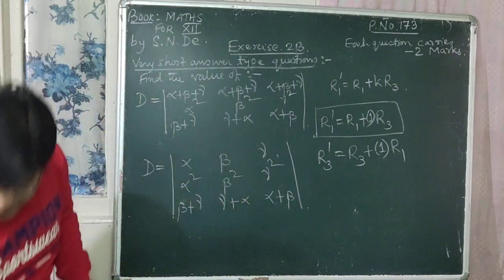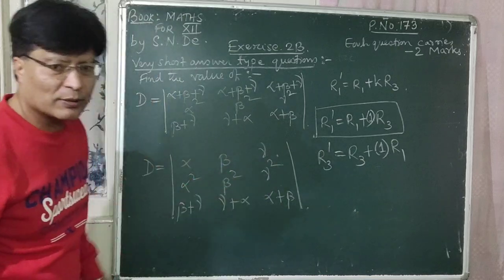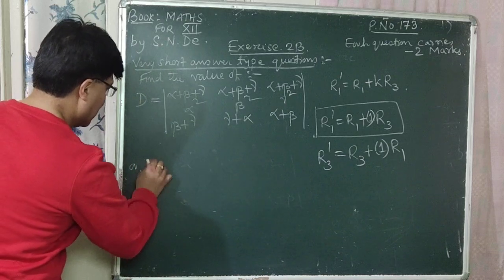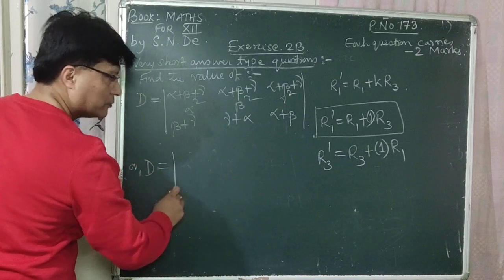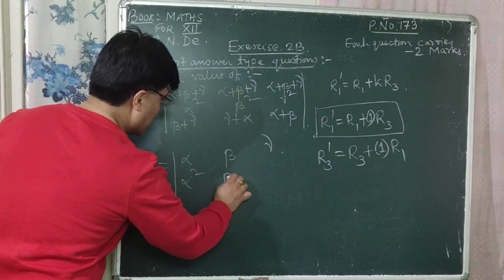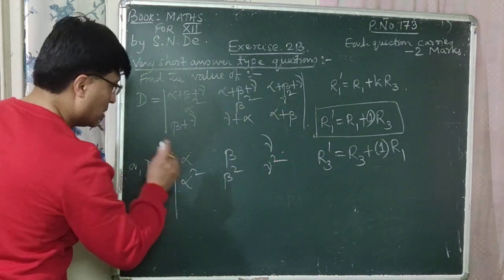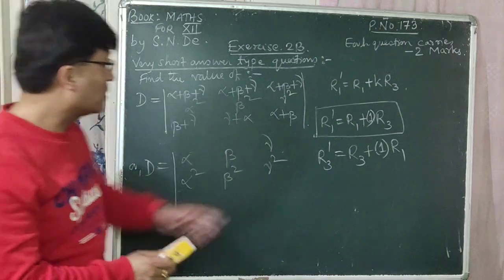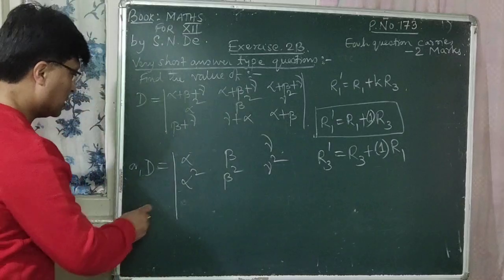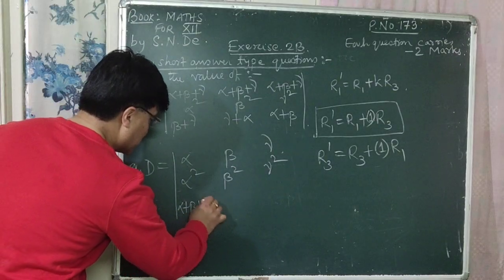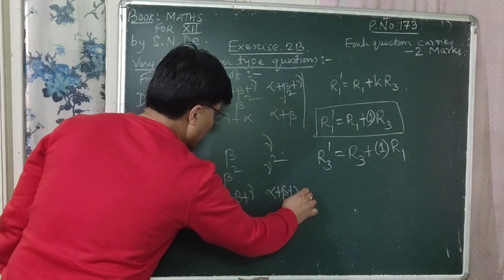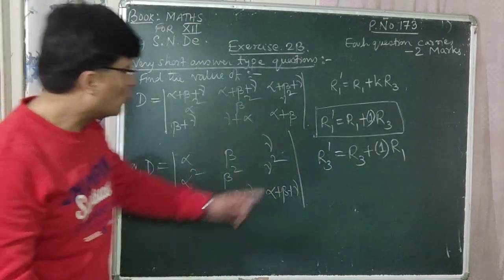Is it clear now? Then keep the other rows as they are. That is alpha square, beta square, gamma square, and the third row is the same: beta plus gamma, gamma plus alpha, and alpha plus beta. Okay, if we use R1 dash is equal to R1 plus 1 into R3. But if we use R3 dash is equal to R3 plus 1 into R1, row 3 will change, R3 plus R1. Right, in that case, what do we get? First row and second row remain as they are.